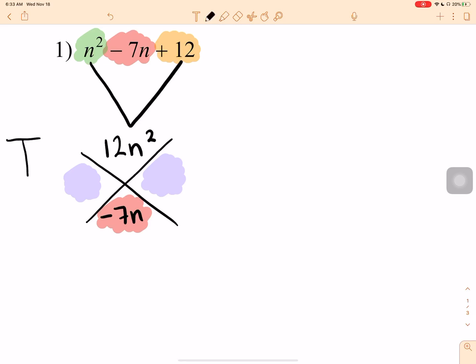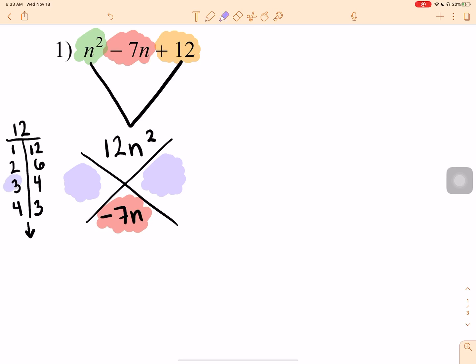So I have to consider what numbers multiply to give me 12. Well, I always start off with 1. 1 times 12 is 12. 2 times 6 is 12. And 3 times 4 is 12. And then it just starts repeating: 4 times 3 and so on. So we have to pick which two factors will somehow give us a negative 7.